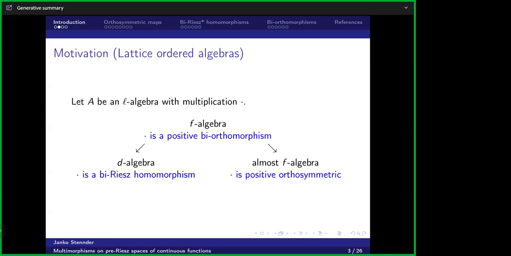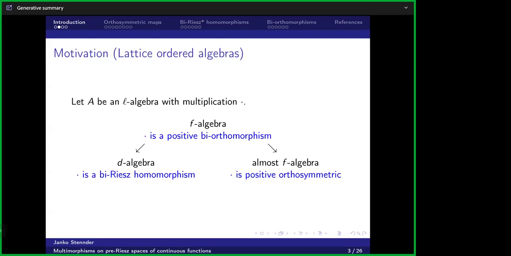And the whole goal of my PhD thesis was now, maybe one can generalize those kinds of algebras in pre-Riesz space. So maybe we can get rid of the lattice structure and do everything in pre-Riesz space. And then we realized that those are basically just kinds of bilinear maps, which are structure preserving. It's a good starting point for this kind of algebraic investigation in pre-Riesz space, would be to investigate those kinds of bilinear maps.